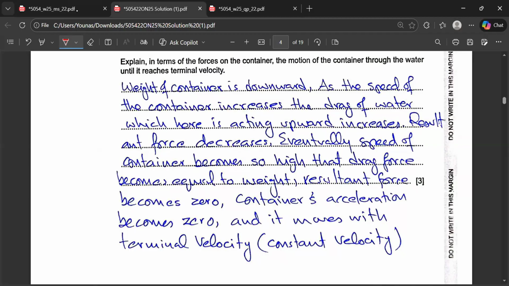The weight of the container is downward. As the speed of the container increases, the drag of water, which here is acting upward, increases. Resultant force decreases. Eventually, the speed of the container becomes so high, because it's speeding up, that the drag force becomes equal to weight. Resultant force becomes zero. The container's acceleration becomes zero, and it means it moves with terminal velocity, which is a constant velocity. Okay, so the forces are balanced. That's why it's moving with the terminal velocity.